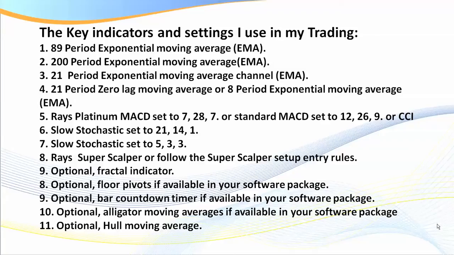So I have the 89, and as you know, the 89 bounce is one of my most popular trades that I take. We have the 200, the 21 period moving channel. I'll explain that once I put that on, and we use that particularly with a T69, and it's a good lower time frame trend indication. We can use a 21 period zero lag moving average. If you don't have a zero lag on your trading platform, you can use an 8 period EMA.